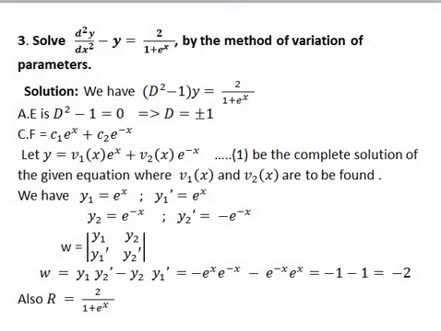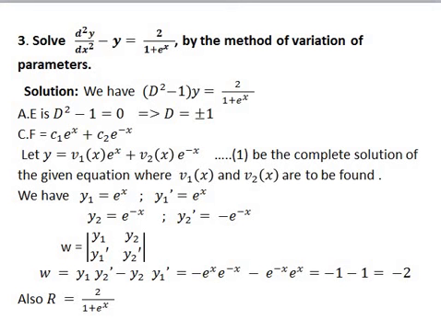Solve d²y/dx² − y = 2/(1 + eˣ) by the method of variation of parameters. We have (D² − 1)y = 2/(1 + eˣ). The auxiliary equation is D² − 1 = 0, which implies D = ±1. So, with non-repeated real roots, the complementary function can be written as c1 eˣ + c2 e⁻ˣ.